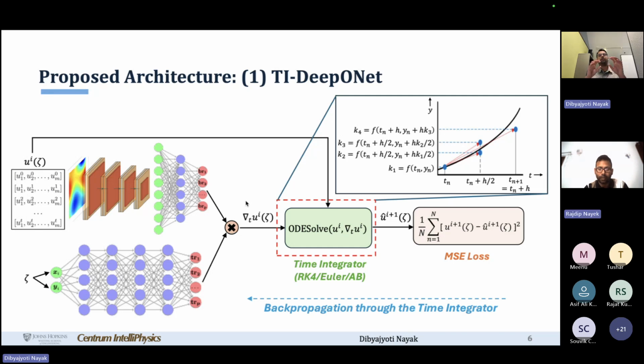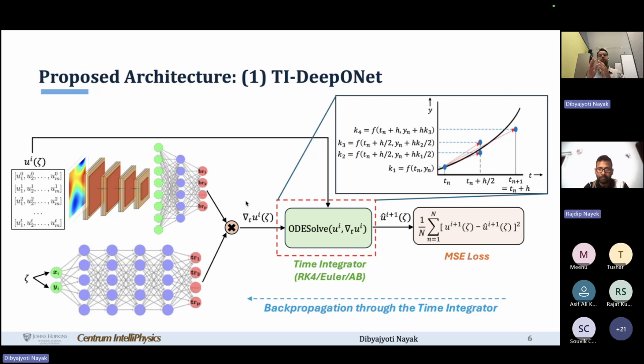So the main idea is that if you consider a general PDE, it can be represented by partial U over partial T equal to some right-hand side. And that right-hand side is parameterized by U and its corresponding spatial derivatives. You also have time, but in this work, I would like to mention that we only consider autonomous systems. So the right-hand side is independent of time. It only is a function of the solution at that particular time and its corresponding spatial derivatives.